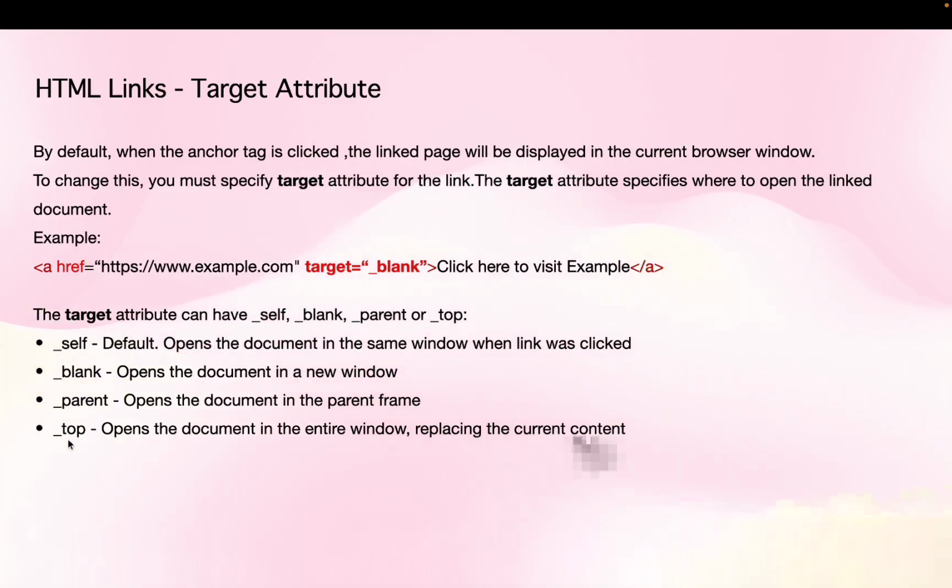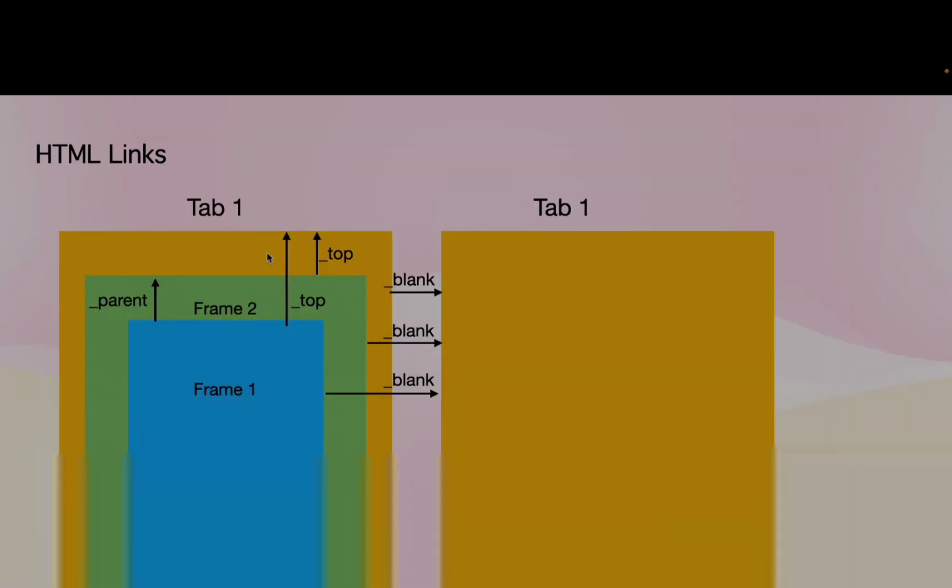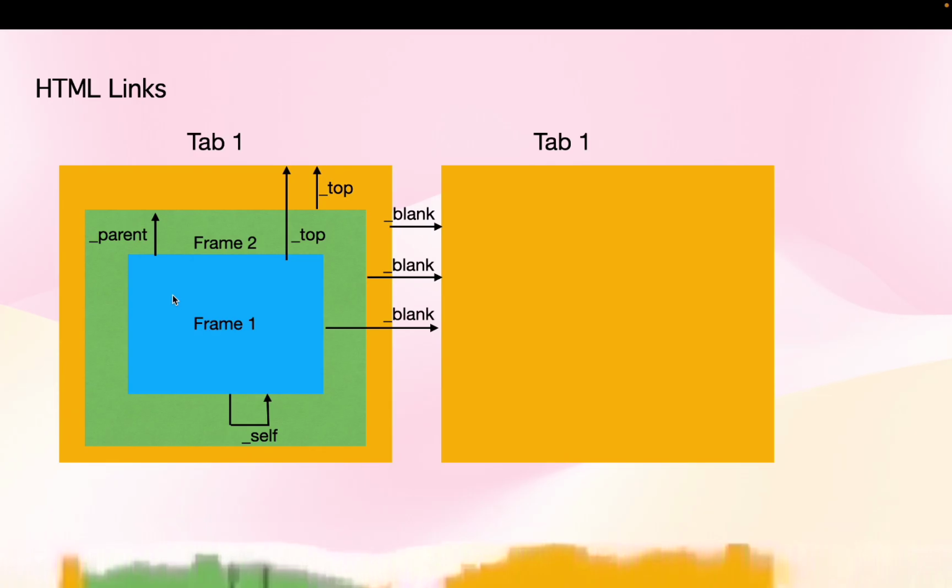Iframes in HTML we will see in our upcoming videos. And consider this is an HTML page. We created a frame inside the HTML page. We created frame 1 inside frame 2. Frame 2 is the parent of frame 1. And consider inside frame 1, we created an anchor link with a target attribute value as parent.